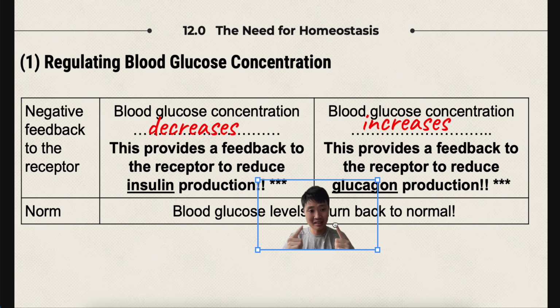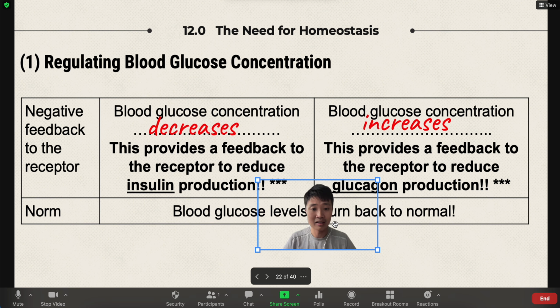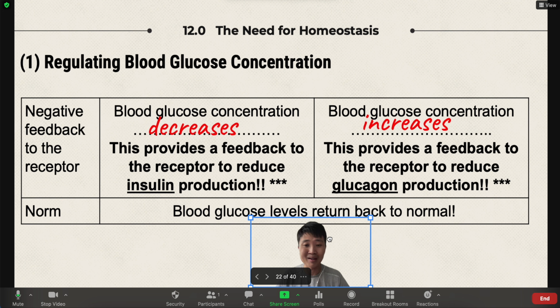Then include this line. After negative feedback, when the blood glucose concentration decreases or increases, this will provide feedback to the receptor to reduce insulin production or to reduce glucagon production respectively. That means, hey, stop, we don't want any more insulin or glucagon now. This is the step that is crucial to put in your answer. Then the blood glucose level will return back to normal. If you need to replay it, do so. If not, then we are good. By right, this should be a refresher. I'm sorry for the error, I think some copy and paste error. I'll make sure you get the corrected ones in the slides.